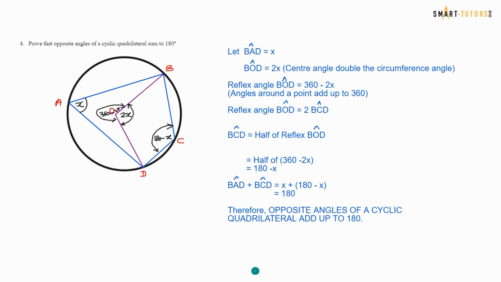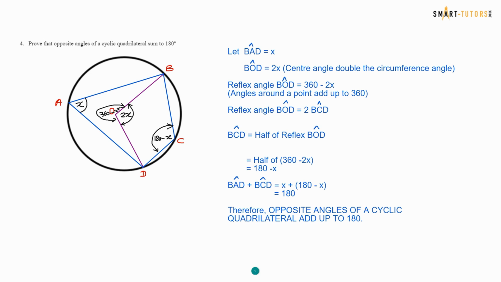Question number 4. Prove the opposite angles of a cyclic quadrilateral sum to 180. Right? Cyclic quadrilateral means all four vertices of the quadrilateral are on the circumference of the circle. A normal quadrilateral is just a four-sided shape. A cyclic quadrilateral has all four corners on the circle. So here ABCD is a cyclic quadrilateral. We need to prove angle A and angle C add up to 180.